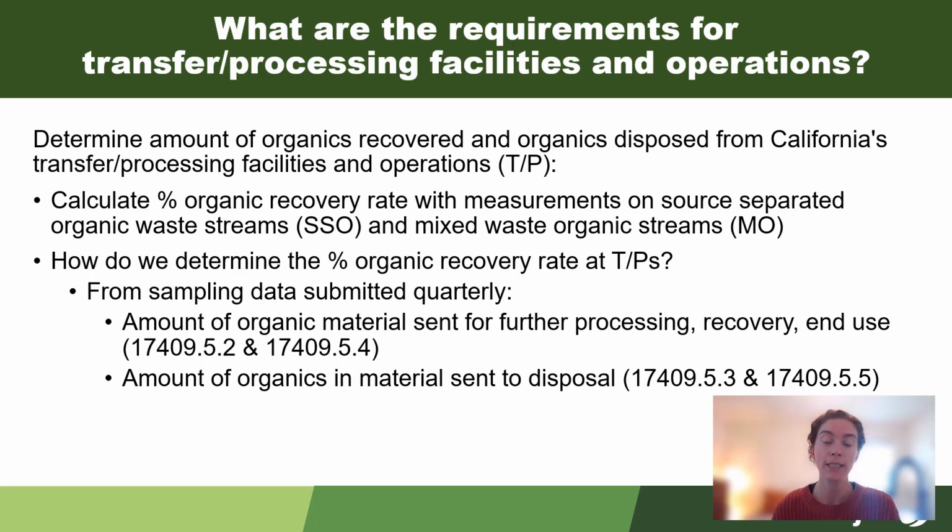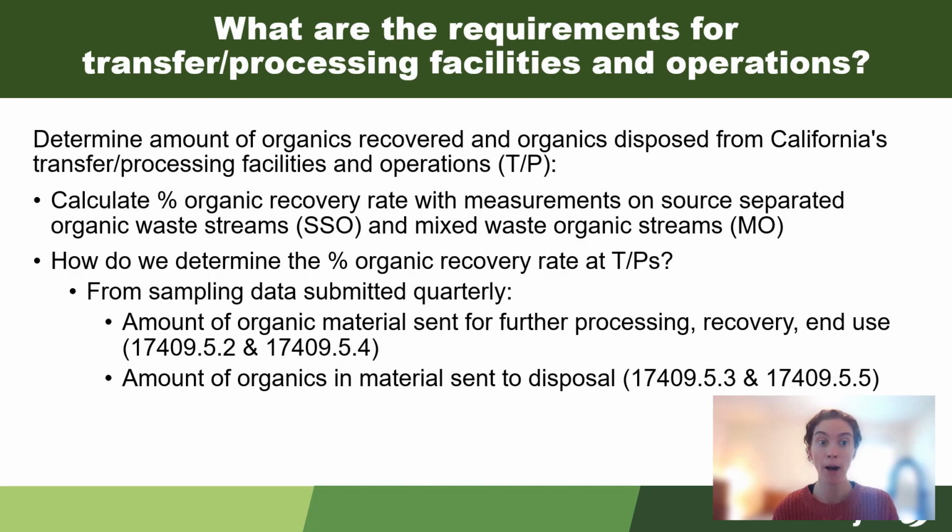So now that we've established what types of permitted facilities need to comply with the new requirements, we're going to discuss what those requirements are as well as their purpose. For transfer processors, the main objective of the new requirements is to determine 1, the amount of organics recovered by the facility, and 2, the amount of organics disposed by the facility. To do this, the facility needs to calculate the organic recovery rate, and they do that by performing measurements on source separated organic waste streams, SSO, and mixed waste organic streams, MO.